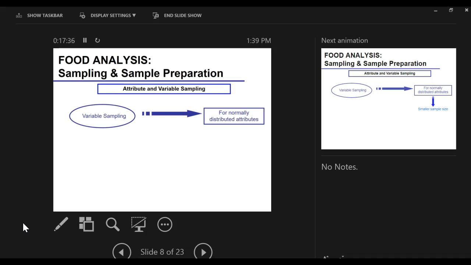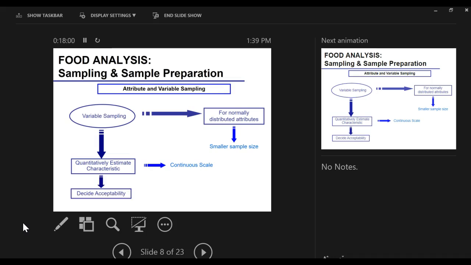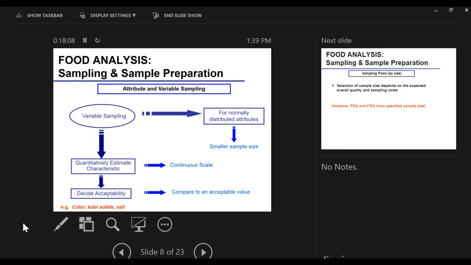So in this case, you don't need a large number of samples to pull out. Just a small number of samples, because the attribute is normally distributed. It's mostly for quantitative analysis, where you are looking for concentrations or quantity on a continuous scale, and then you decide acceptability based on the quality specifications that you have compared to an acceptable value. So color, total solids, salt, protein, moisture, fat, all of that.